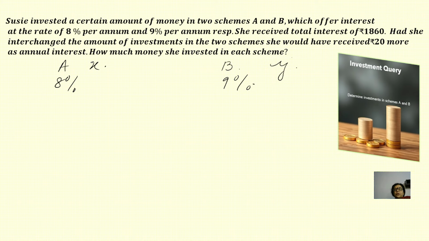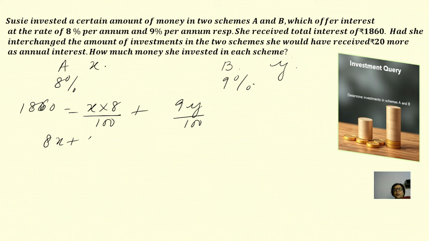Now, if she's getting total annual interest of 1860, then 1860 will be equal to, for x rupees, the total interest will be x into 8 by 100 or 8x by 100. And the total interest on y rupees will be 9 into y by 100, if you remember the simple interest formula. So we get 8x plus 9y is equal to 186000. So this becomes your first equation.